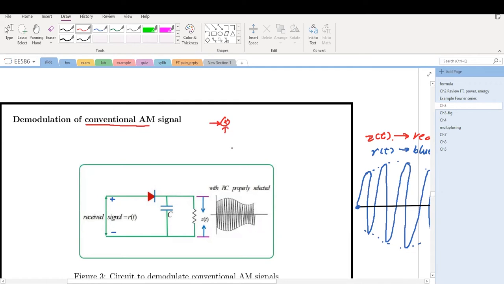We do not use it. As in the case of DSB-SC AM signals, we use a circuit. We have a diode, we have an RC circuit. This circuit is a very low cost circuit. The input of the circuit is the received signal r(t), that equals the modulated signal because we are assuming ideal transmission.